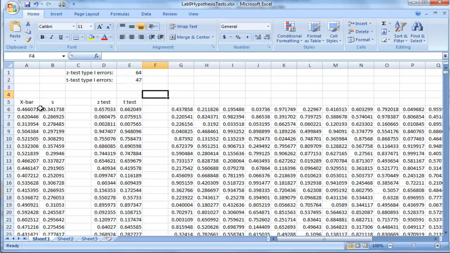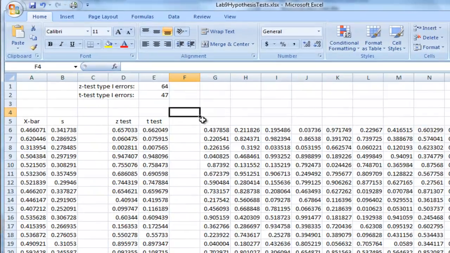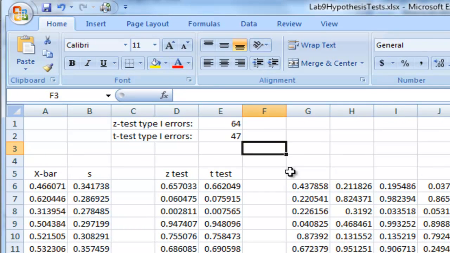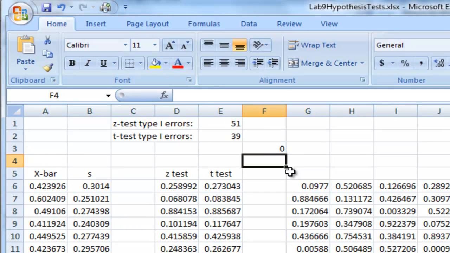And the reason for that is that we're estimating the sample standard deviation. Since we have a relatively small sample size here, 20, that estimate does have some variability in it, which you can certainly see. You see that these estimates are definitely different. Okay, so I want to enter in a bunch of zeros here so that Excel will recalculate everything.